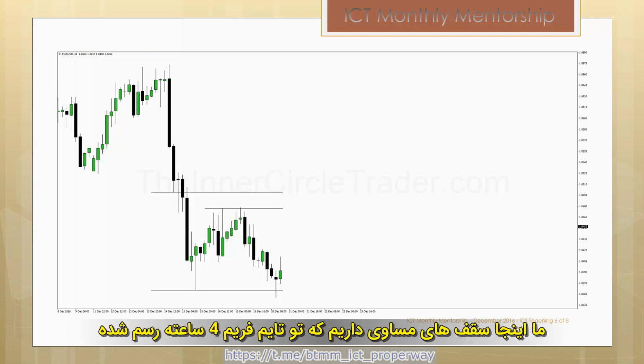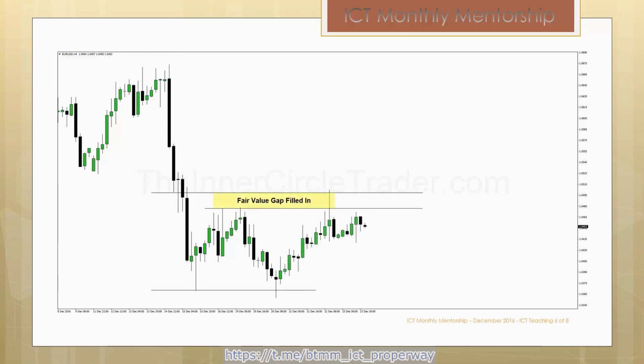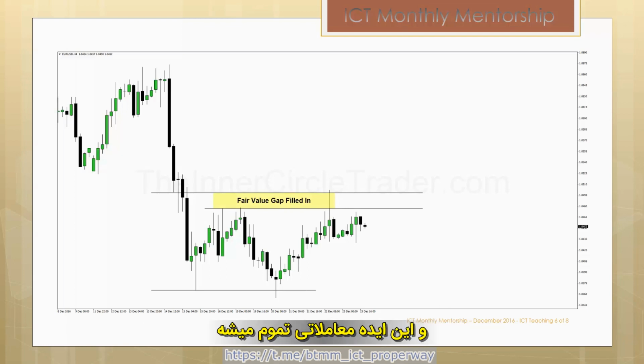We have equal highs here delineated also on our chart on a 4-hour basis. And right above those equal highs, we have our fair value gap. Eventually, price does in fact trade back up and closes the fair value gap in. That trade, or that idea, is now complete.